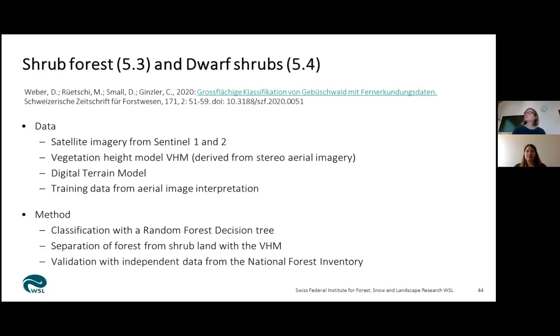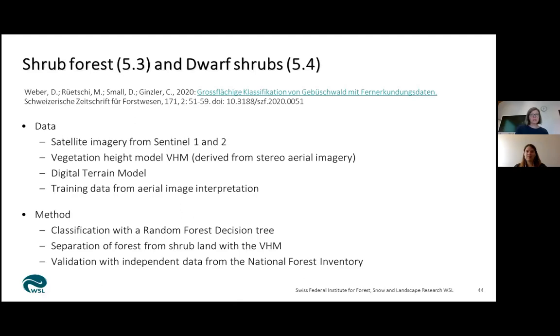So they also used satellite imagery from Sentinel-1 and Sentinel-2. Sentinel-1 is a radar satellite giving vegetation height. They also incorporated the vegetation height model, the digital terrain model, and training data from aerial image interpretation. Basically it was a classification with a random forest decision tree, which allowed them to separate forest from shrubland using the vegetation height model, and validation with independent data from the National Forest Inventory.